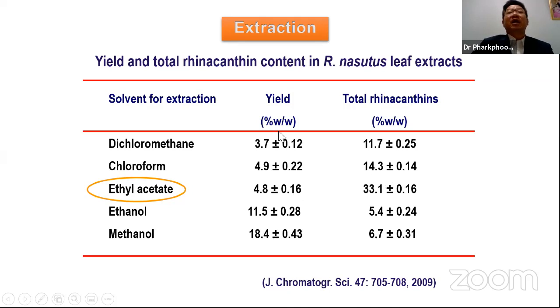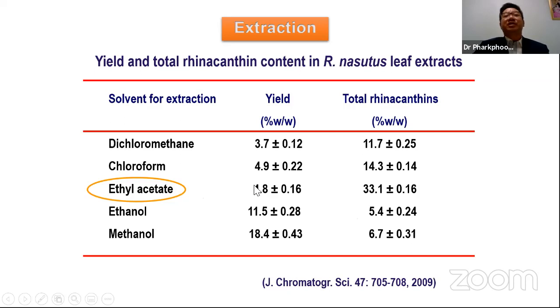And you will see that from the yield of the extract, methanol gave the highest yield of the extract. It means the highest amount of extract, but the content of the active compound is very low. When compared to ethyl acetate, you will get a lower yield of the extract, but the content of the active compound is the highest. Because of the selectivity of the solvent for extraction, if you use alcohol, ethanol, or methanol, it can extract other compounds more than the active compound. So you will get a higher amount of extract, but a lower content of the active compound.